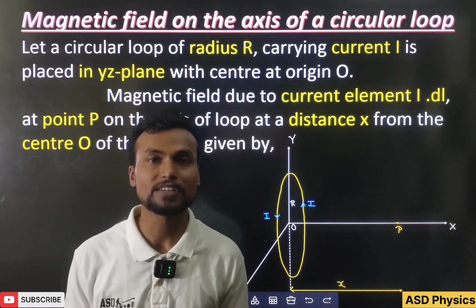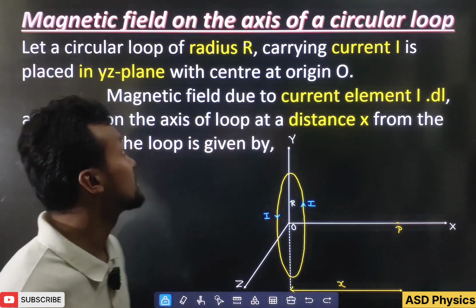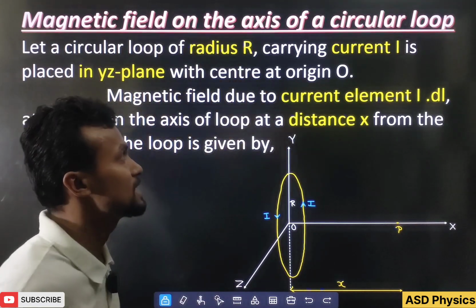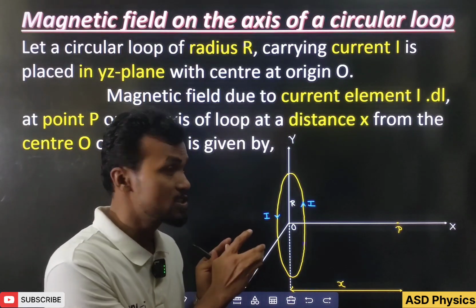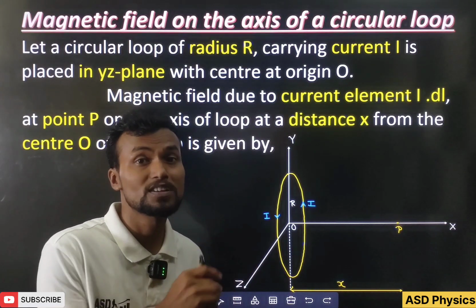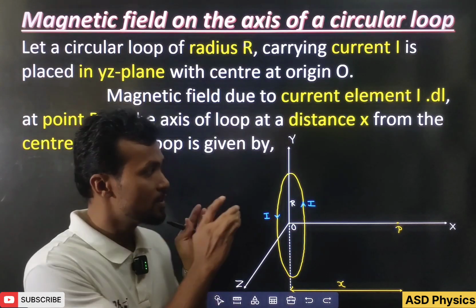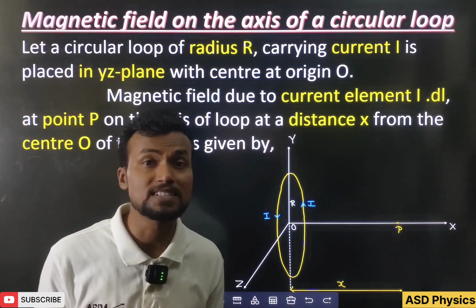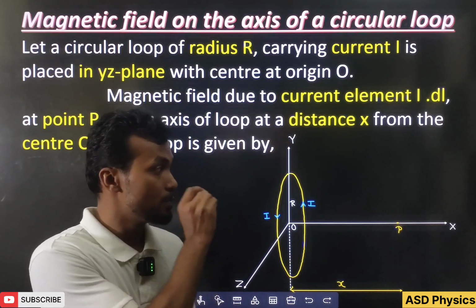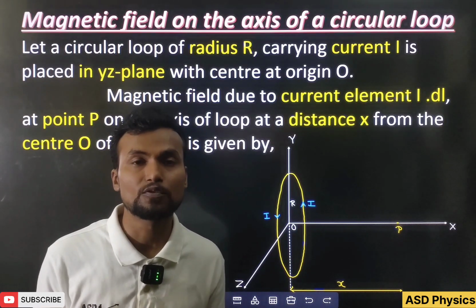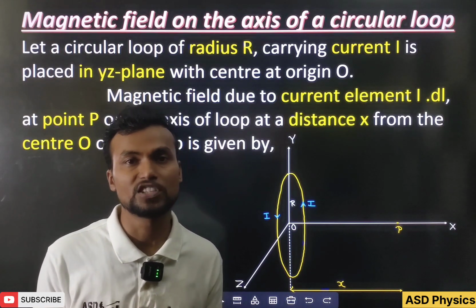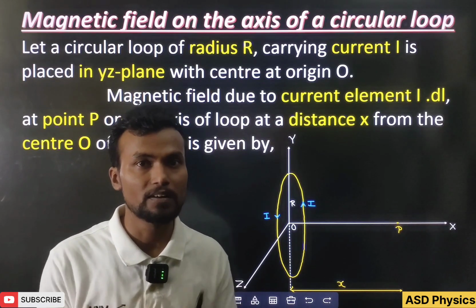So students, in this video we are going to do the derivation of magnetic field on the axis of a circular coil. Okay, because this derivation is important in the CBSE board exam also. Now after completing this derivation we will see some special cases, the B versus X graph, and after that we will solve some 3-4 questions of NEET and JEE exam. Okay, so let's start the video.